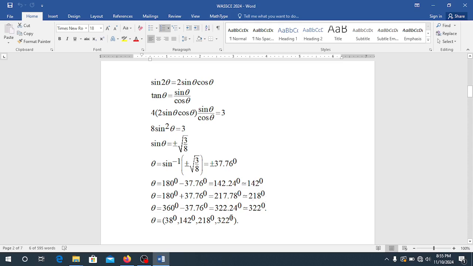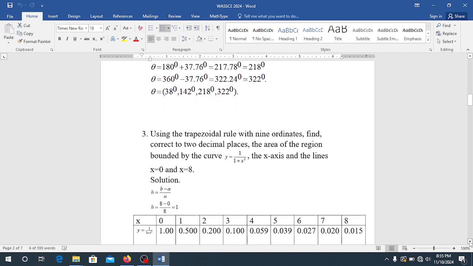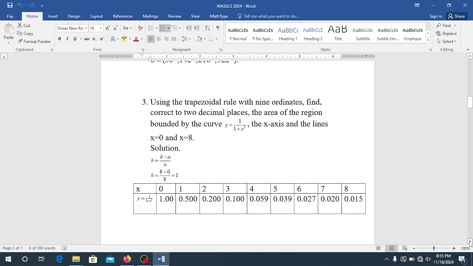If you don't bring any of them, you will be penalized for not answering the question in full. Question 3. Using the trapezoidal rule with 9 ordinates, find correct to 2 decimal places. Please take note of this one. If your final answer is not in 2 decimal places, you will be penalized.